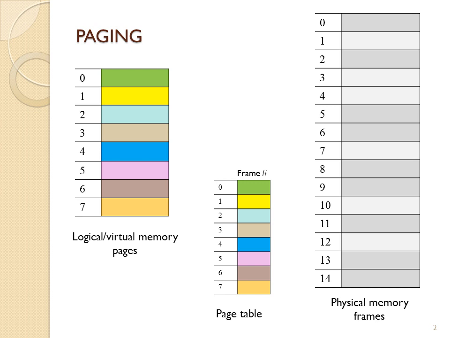So each process has a page table associated with it. If this process has 8 pages, it's going to have a page table that has 8 entries in it. And the page table stores a lot of information, but the first most important information is it stores what frame the page is in.